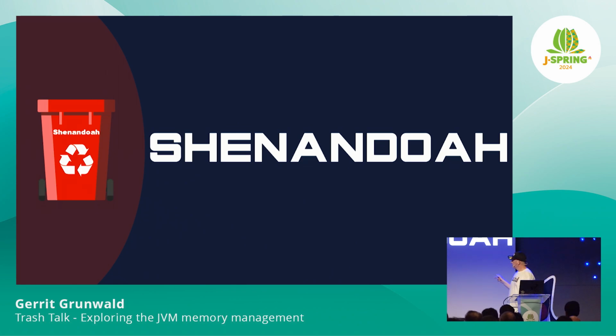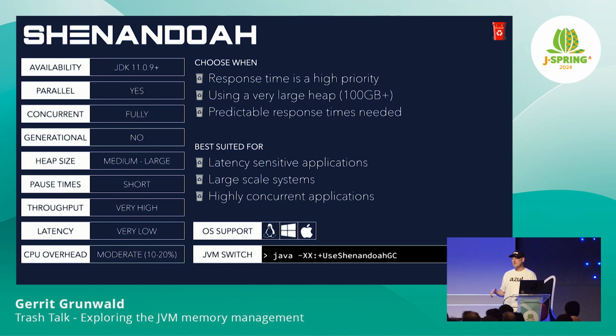Then we have Shenandoah. Everybody knows that? No? This is a collector that was invented by Red Hat. And now I have to ask, who is using Oracle JDK here? I don't mean Oracle OpenJDK, Oracle JDK with a subscription. Very good, because you don't get this one. I don't know the exact reason, probably because it's not invented by Oracle, so it's not supported. But if you have OpenJDK, it's in all OpenJDK distributions. Just the Oracle one doesn't have it.